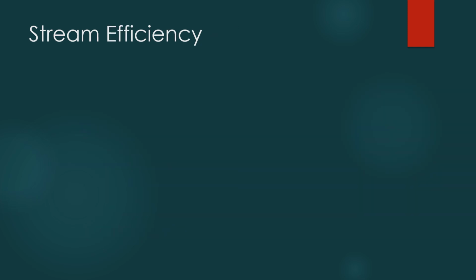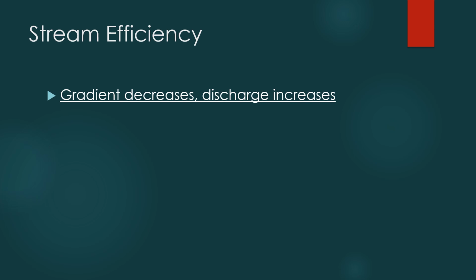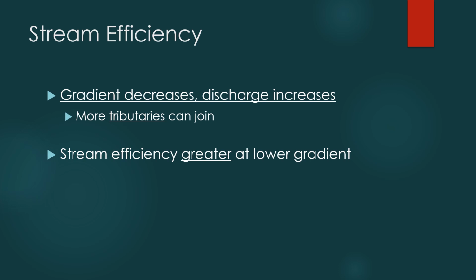So stream efficiency has to do a lot with the discharge. So as the gradient decreases, or as the stream channel gets flatter, the discharge will increase, so there can be more water flowing past a certain point in a certain amount of time when the stream is flatter. And a lot of this is because when streams flatten out, tributaries can join a little bit more easily and they can contribute all of their water to the discharge too.